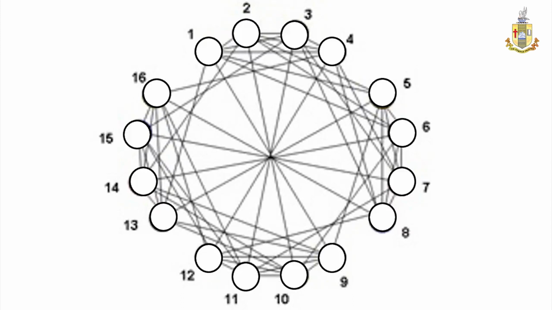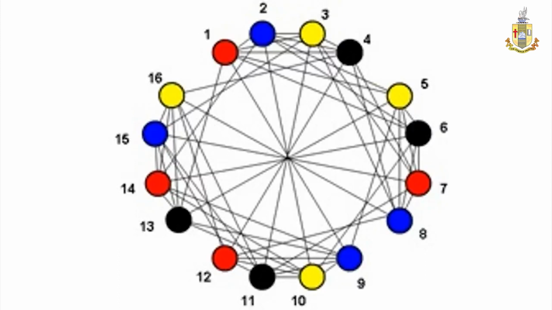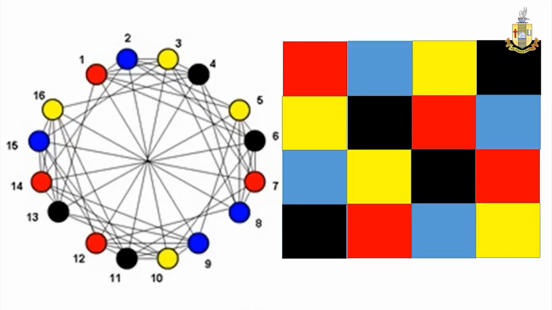Now, we have to color the graph properly. That is, the minimum number of colors is used to color the vertices of the graph so that no two adjacent vertices have the same color, like this. The minimum number of colors used in this graph is 4, and therefore the chromatic number of this graph is 4. Color the cells as in the corresponding color of the vertex in the graph.